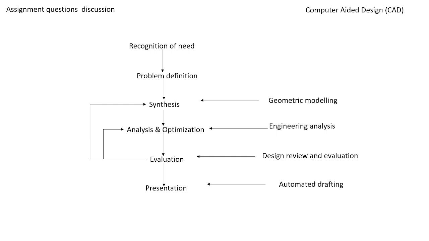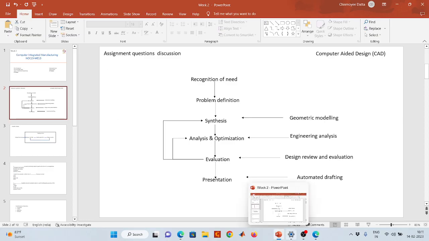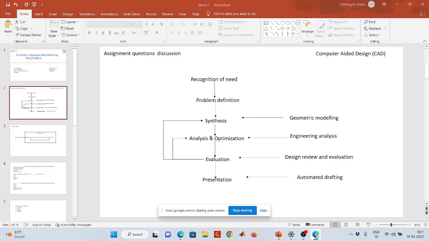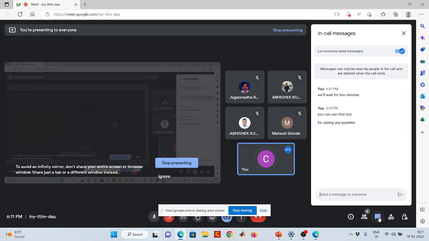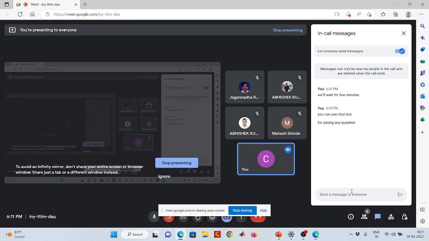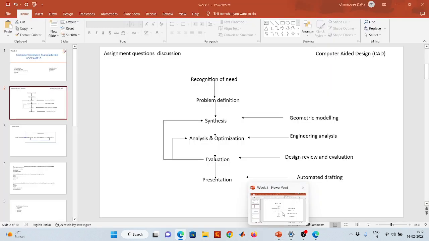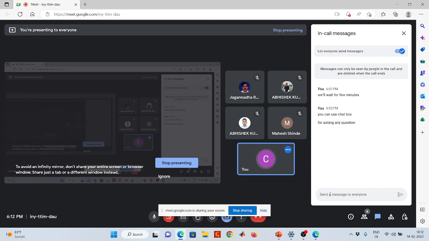So if we say the basic overview of CAD, may I ask one question: what is CAD, we can say. So here in your lecture you may have studied those parts, right? What are the steps being followed? Anyone? You can use the chat box to answer or unmute your mic to answer the question.